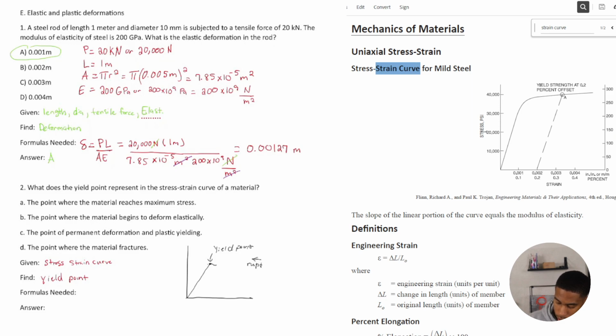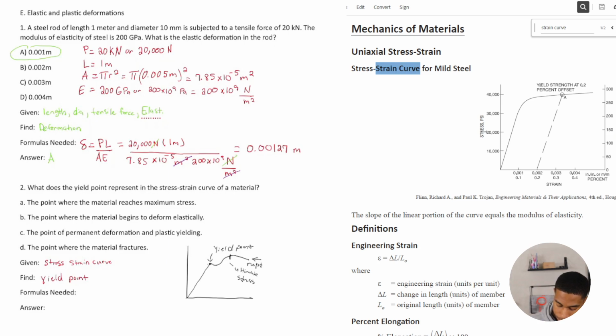Here it's kind of like the max or the ultimate stress right here. That's the ultimate stress. And so it's asking us for the yield point on a stress strain curve. So definitely need to know this. Watch the previous video that I made on this to ensure that you get this problem right. But the point, so A is the point where the material reaches its maximum stress.